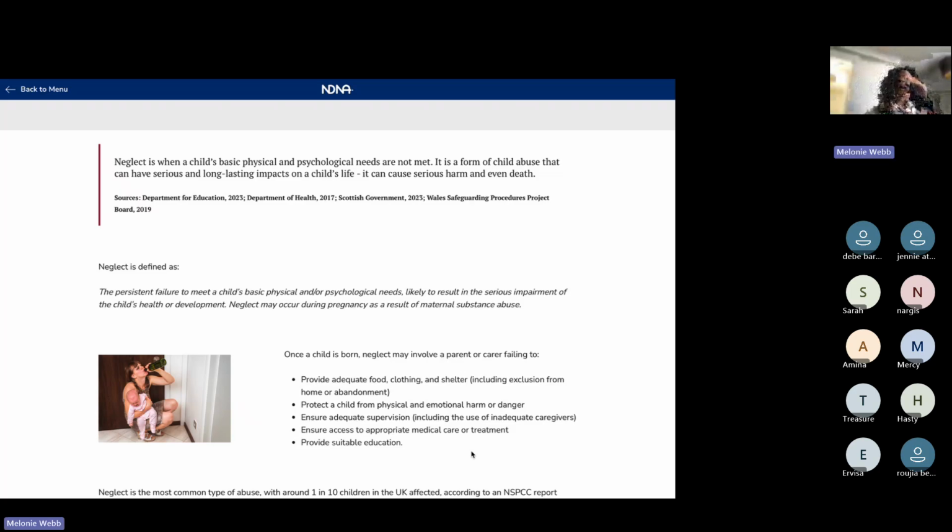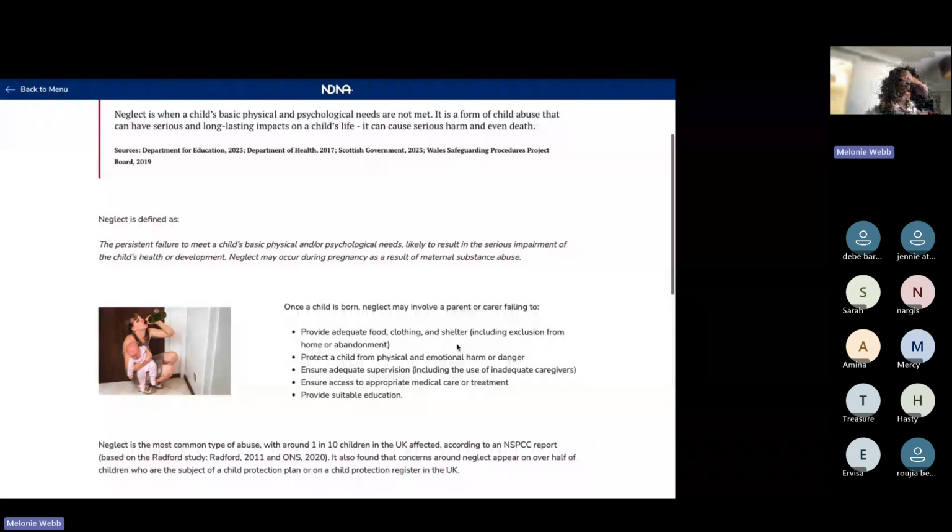Once a child is born, neglect may involve a parent or carer failing to provide adequate food, clothing, and shelter, protect a child from physical and emotional harm, ensure adequate supervision, ensure access to appropriate medical care or treatment, or be able to provide suitable education.